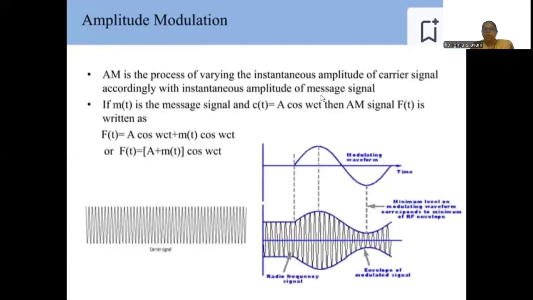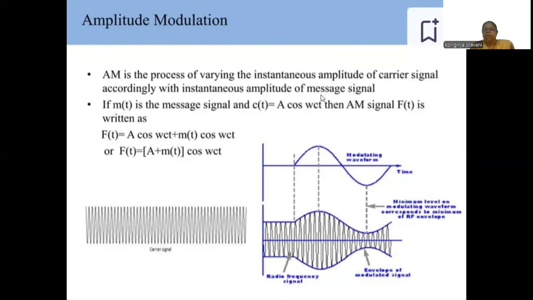First one is amplitude modulation. Amplitude modulation is the process of varying the instantaneous amplitude of the carrier signal with respect to the instantaneous amplitude of the message signal. This is amplitude modulation. The mathematical representation of amplitude modulation can be written as (A + m(t)) cos ωct, where the message signal is m(t). We treat the message signal as m(t) and the carrier signal as A cos ωct.